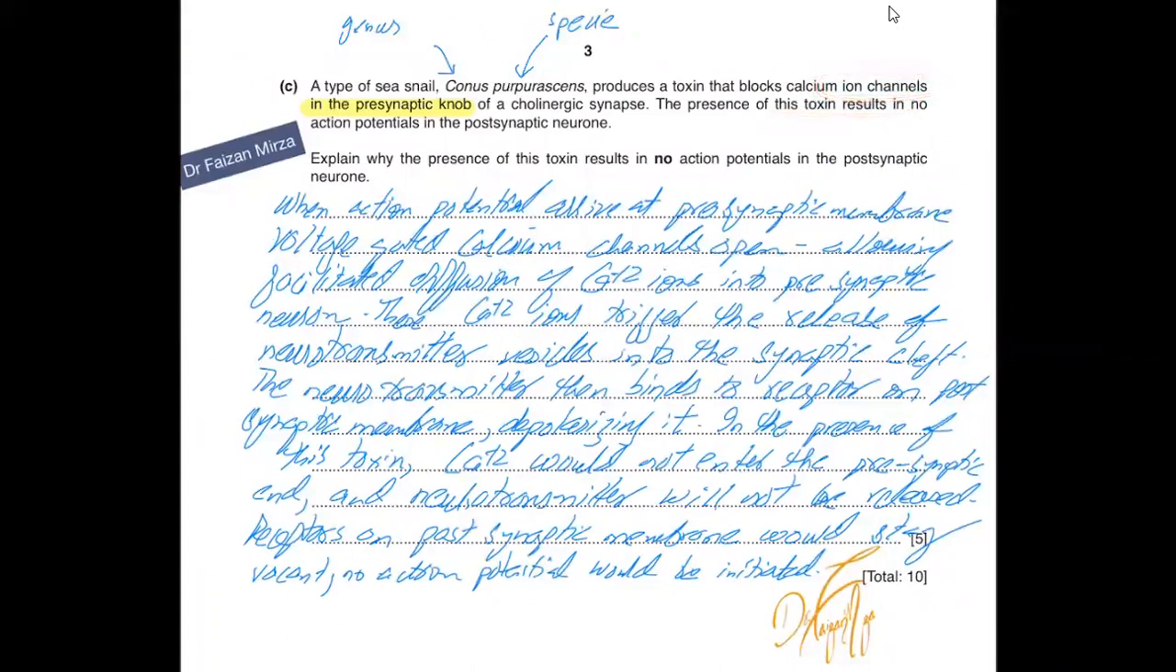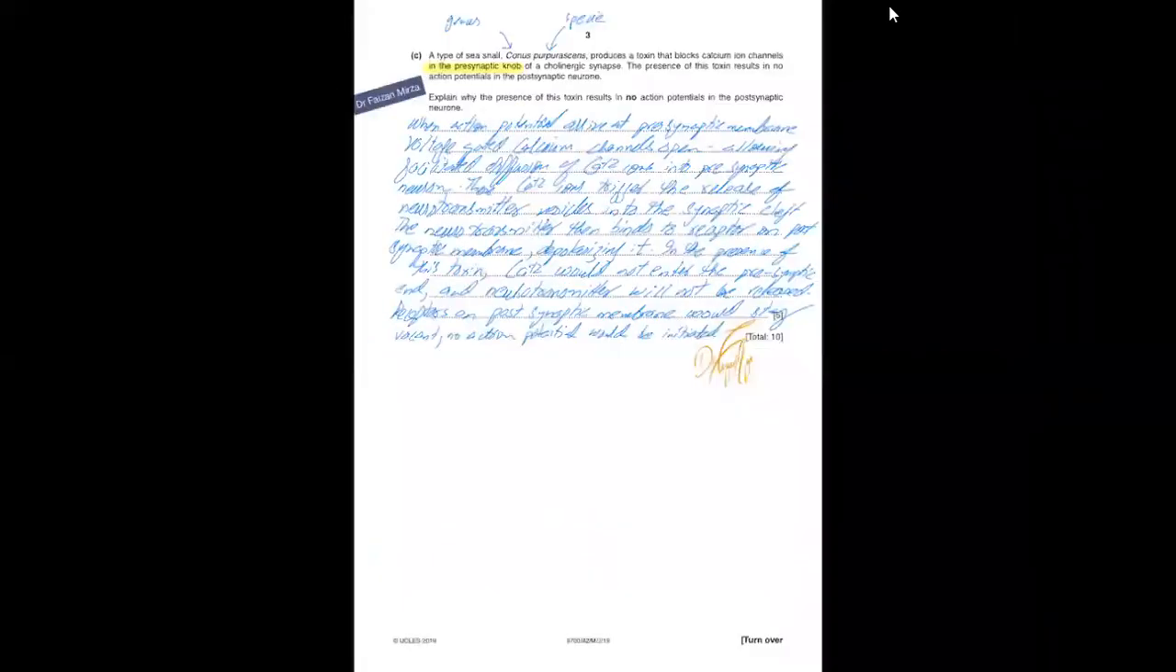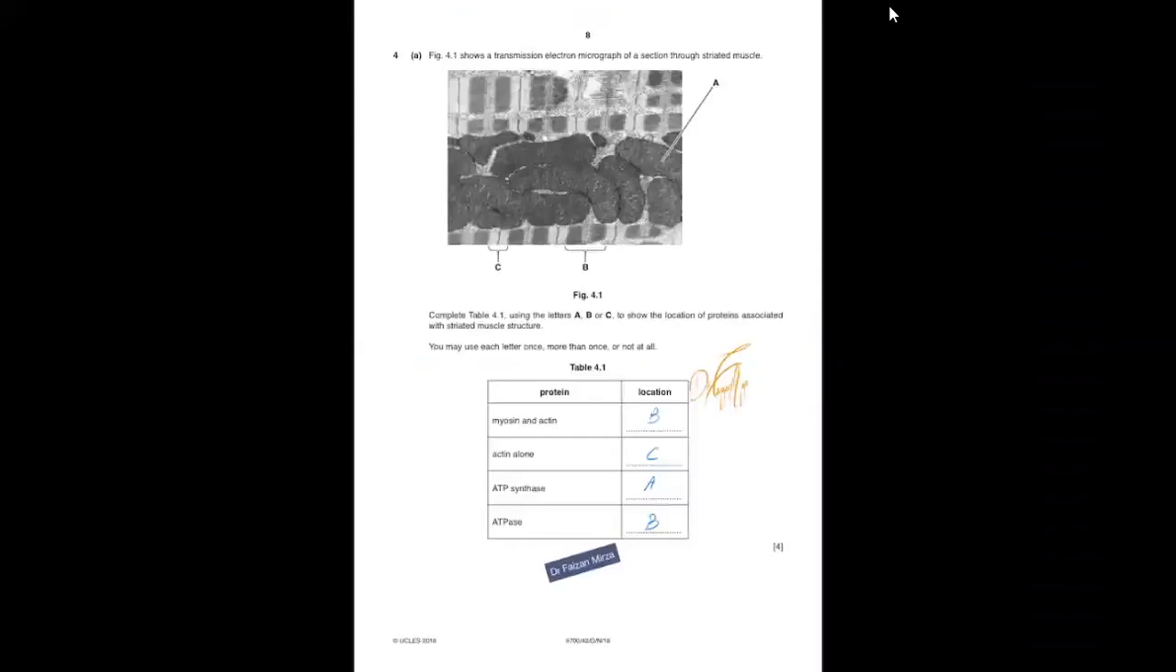We know that the neurotransmitter, once released, binds to the receptor in the postsynaptic membrane and depolarizes it. But with the presence of this toxin, the calcium ions will just not enter the presynaptic end, so the neurotransmitter will not be released. And when it doesn't get released, the receptors on the postsynaptic membrane would stay vacant and no action potential will be initiated. So that's how this will prevent the working of the postsynaptic cell. So this is how this particular toxin works.